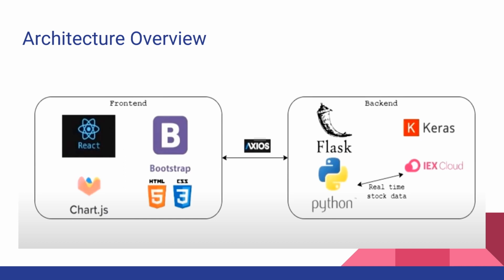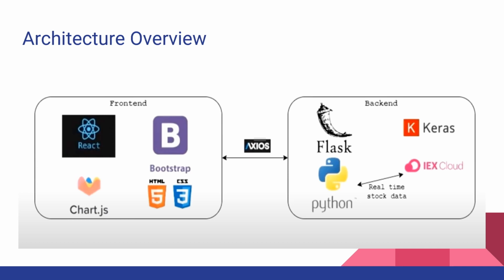Moving on to the backend, this is where the magic happens behind the scenes. Our backend is built on Flask, a lightweight Python framework perfect for developing RESTful APIs. We have integrated Keras, a high-level neural networks API for sophisticated data modeling, and Python serves as our go-to language for server-side logic and data manipulation.